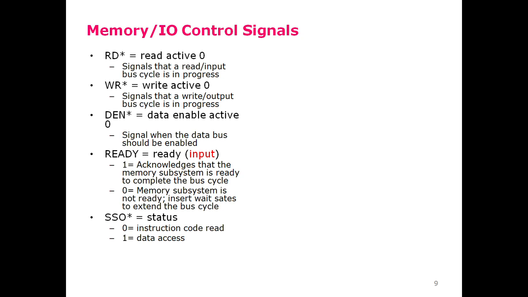And the last memory I/O control signal is the status signal. That means when it is 0, instruction code is being read, and when it is 1, that means data is being accessed.